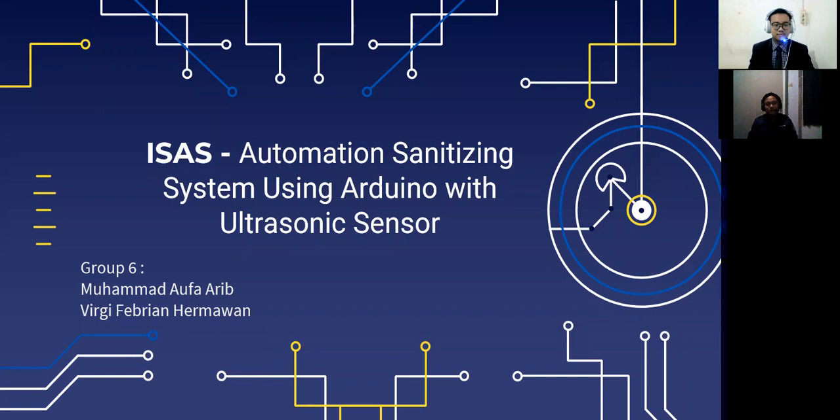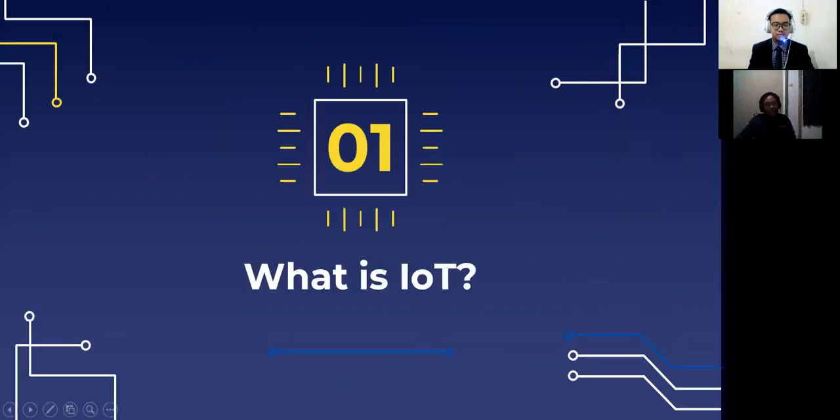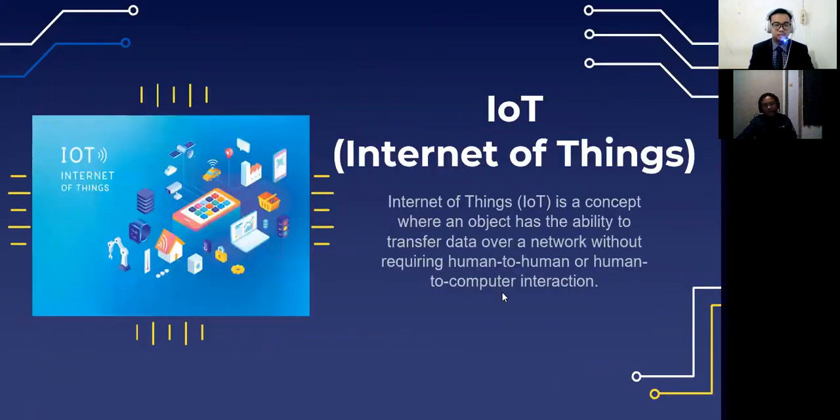Here we'll be presenting our ISAS assignment entitled Automation Sanitizing System using Arduino with ultrasonic sensor. Let's get to it. First, we're gonna talk about what is IoT. IoT, or Internet of Things, is a concept where an object has the ability to transfer data over a network without requiring human-to-human or human-to-computer interaction.